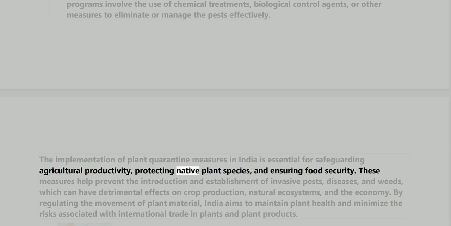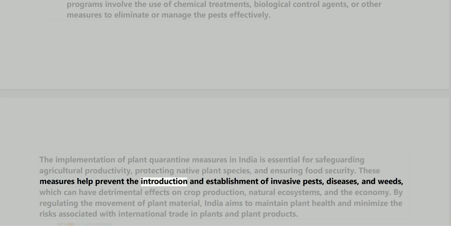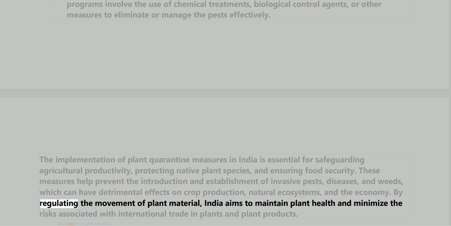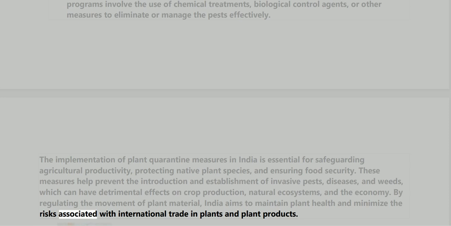and ensuring food security. These measures help prevent the introduction and establishment of invasive pests, diseases, and weeds, which can have detrimental effects on crop production, natural ecosystems, and the economy. By regulating the movement of plant material, India aims to maintain plant health and minimize the risks associated with international trade in plants and plant products.